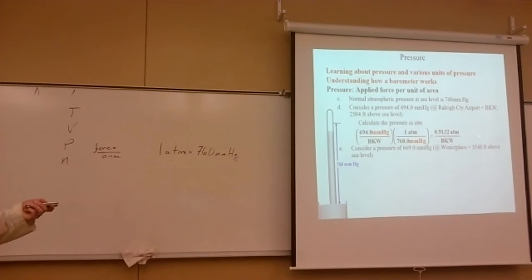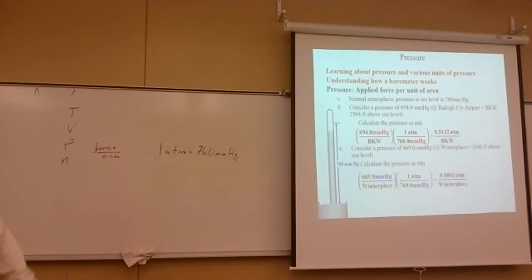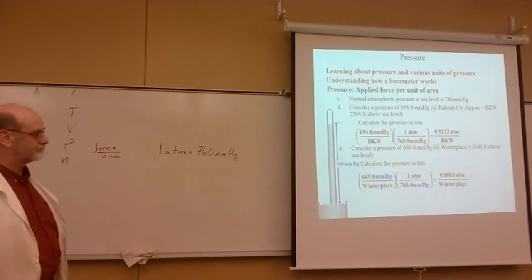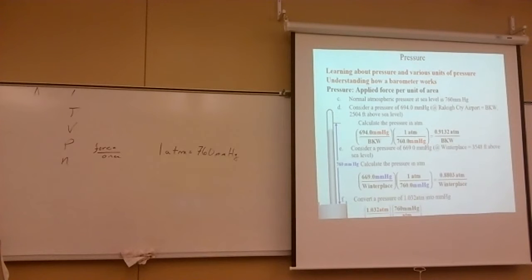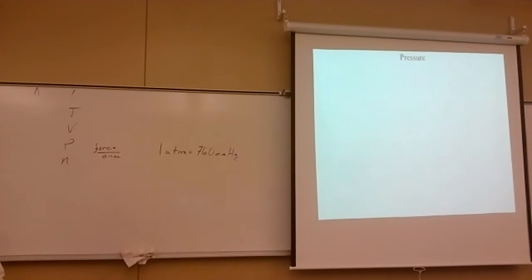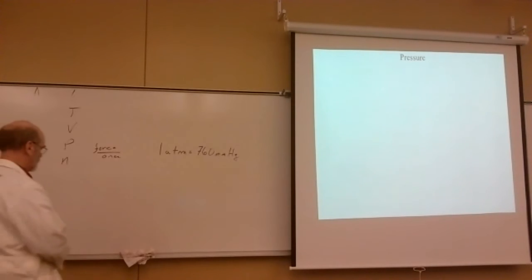You go up to Winterplace, you're at higher altitude, so you should have a lower air pressure. Do the same conversion, find that it's a lot less, 0.88 of an atmosphere. Or if you go down to the Dead Sea, that's below sea level, and you should get a higher than one atmosphere pressure.